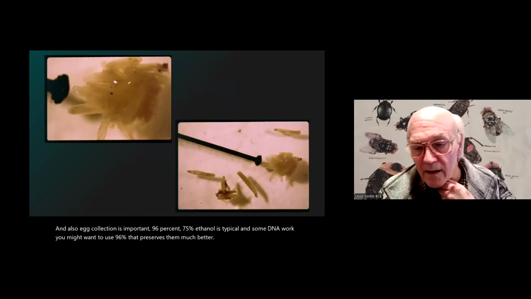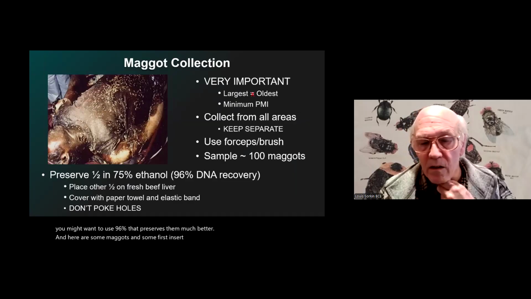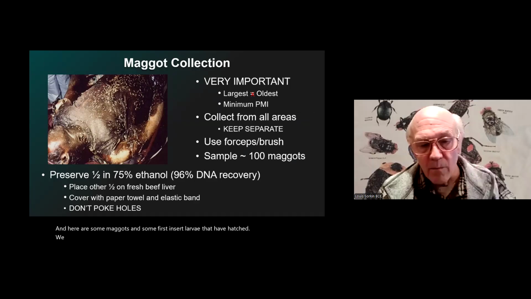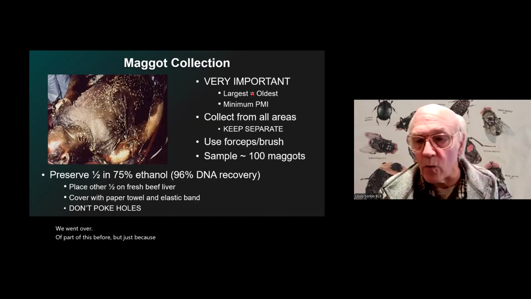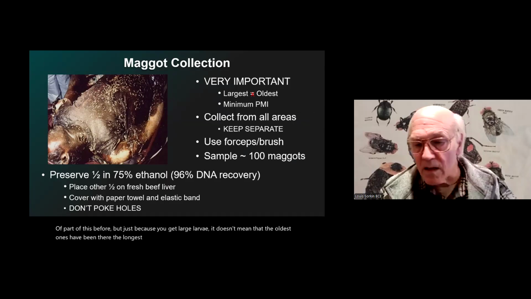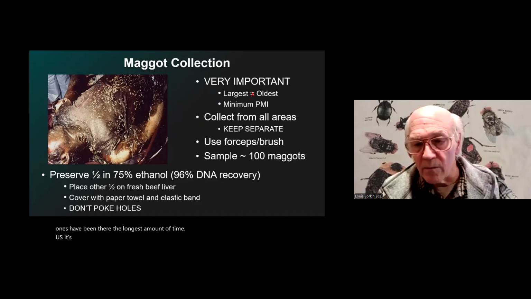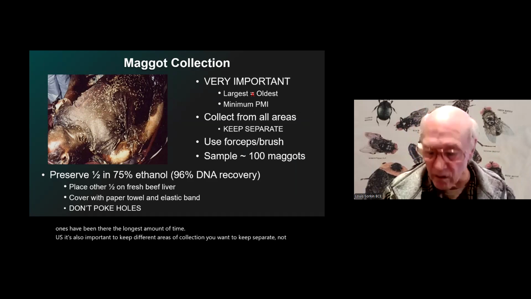And here are some maggots and some first instar larvae that have hatched. We went over a part of this before, but just because you get large larvae doesn't mean they're the oldest ones who've been there the longest amount of time. It's also important to keep different areas of collection separate, not just put them all into one jar.